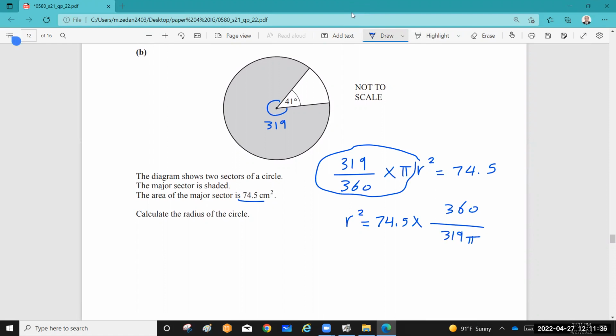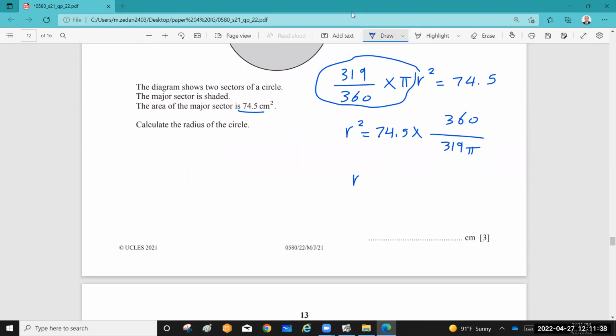Okay, solve this to get r squared. The r squared is equal to 26.76. Its square root, root 26.76, gives you r of about 5.17 approximately.